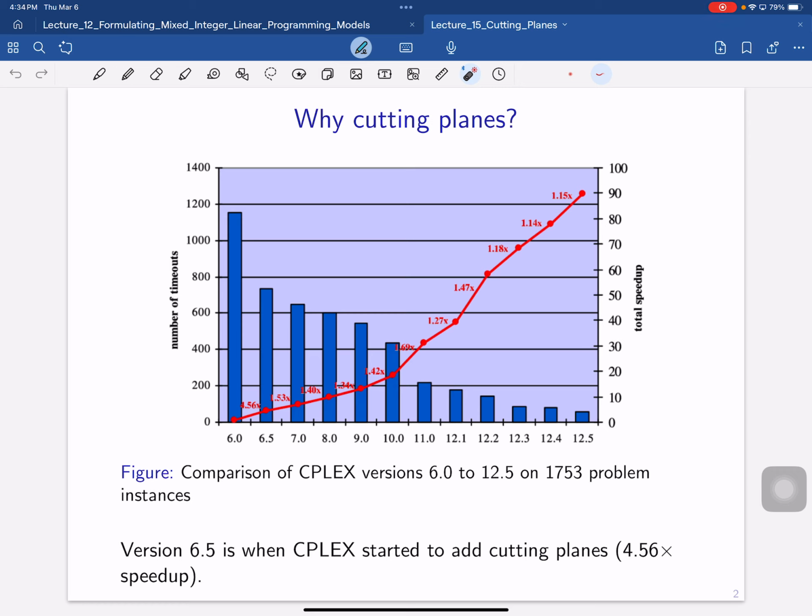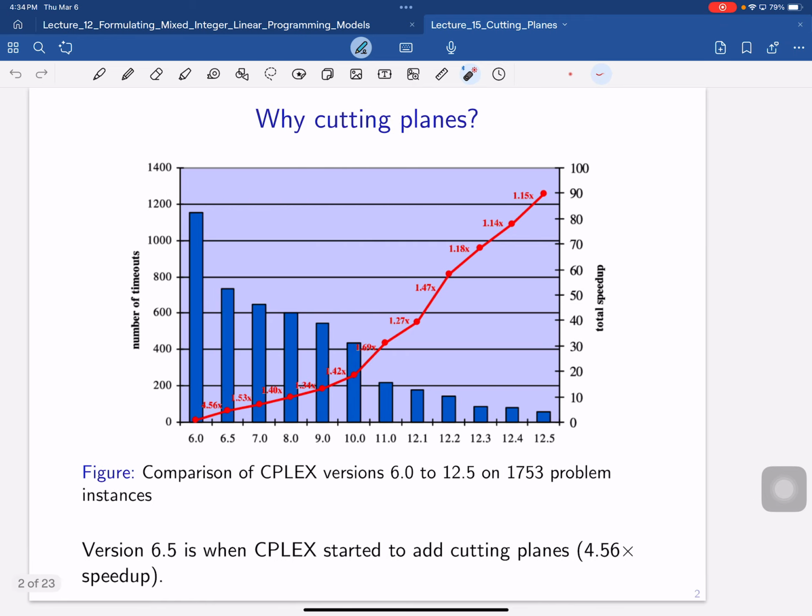This is just accounting for the speedup from the algorithm itself, not the speedup from computers, because that would not be fair. The total speedup is 90 times over a range of around 6 years. Of course, over the years, it got way more speedup than just 90 times. So this shows that cutting planes are still useful.